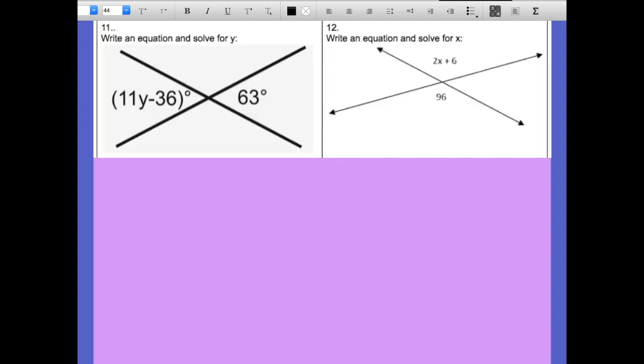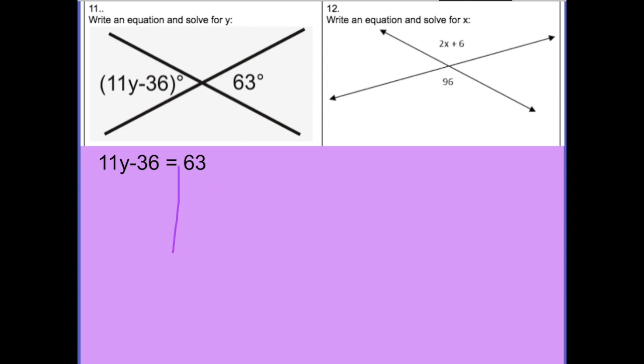Looks like we're good. Last two questions have us writing an equation. So remember that these are vertical angles here for number 11. So I have 11y minus 36 equals 63, and we want to solve for the variable. So we'll go ahead and separate both sides and do our inverses here. So I'll do a plus 36, plus 36, get 99. Over here I'll have 11y, and then divide by that 11, that coefficient, and we'll end up with y equals 9.